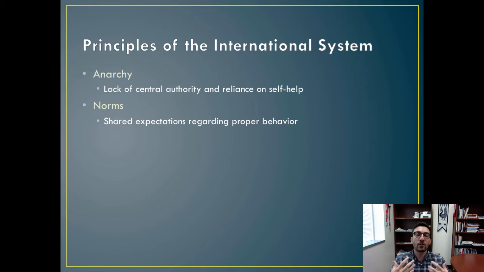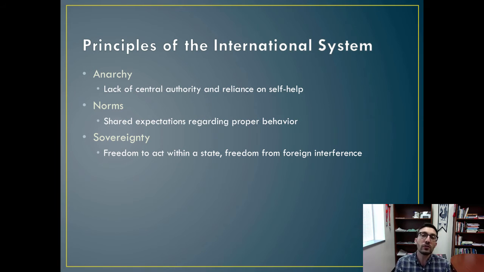So we expect as a norm among states that states, when they sign on to international treaties, will actually abide by the obligations that they've signed on to. Now, the most important norm in the international system is known as sovereignty. And sovereignty is a really important concept because it has helped to identify what makes states so important in the international system and what their role is vis-a-vis each other.